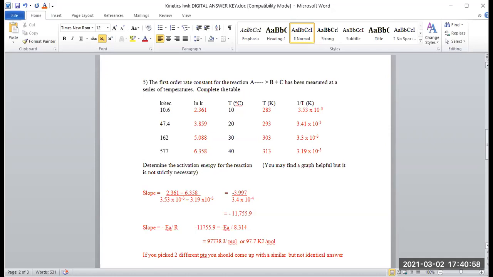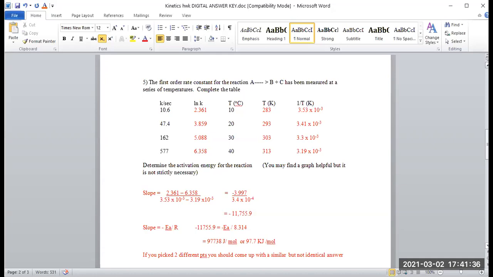So my slope when I did 0.1 minus 0.4, eventually gave me, and I actually realized that my slope is negative 3.997 over 3.4 times 10 to the negative fourth. So your slope value is fairly large, 11,755. Note that according to examples I gave you earlier, the slope is the same as negative EA over R.